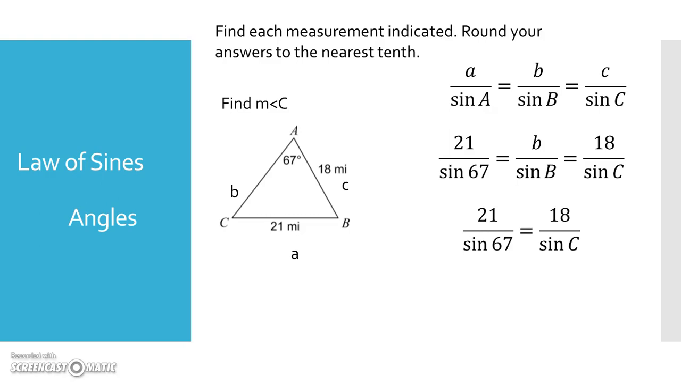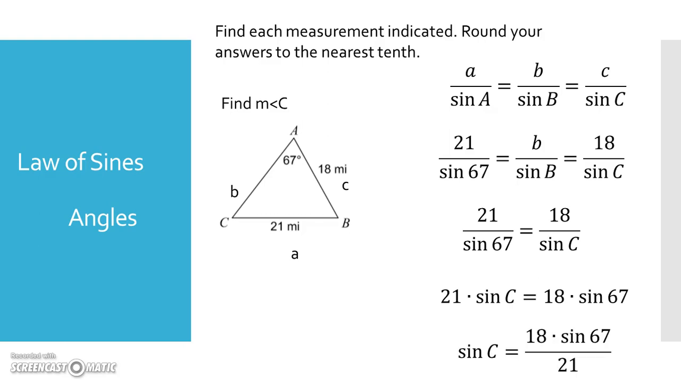Now we cross multiply, so it's 18 times sine of 67 equals 21 times sine of C. To solve for C, we divide by 21. And to get rid of sine, we do the inverse. So C is the sine inverse of 18 times sine of 67 divided by 21. And we type that into our calculator and get 52.1 degrees.